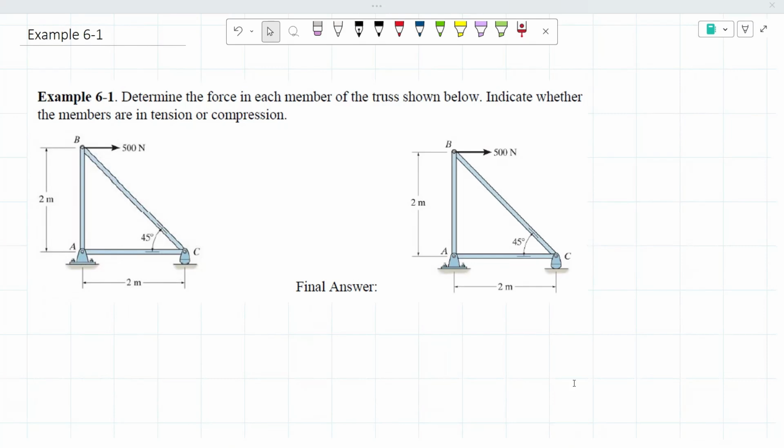Hello everyone, today we're going to be working on example 6-1 and this example is asking us to determine the force in each member of the truss shown below. Also to indicate whether the members are in tension or in compression.